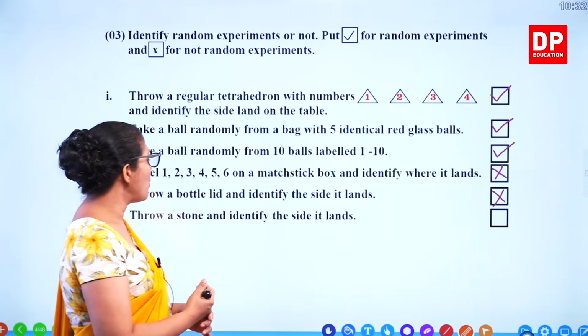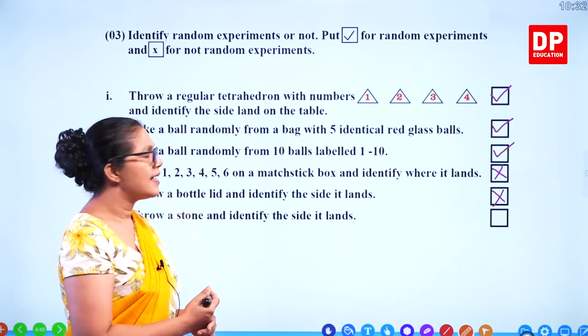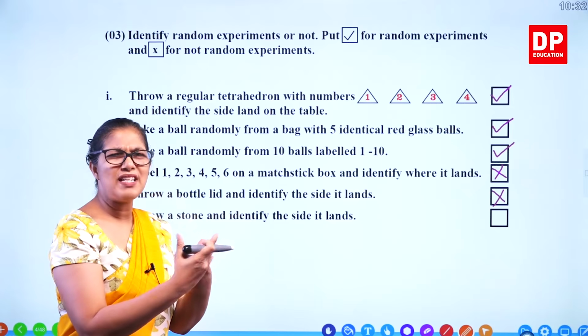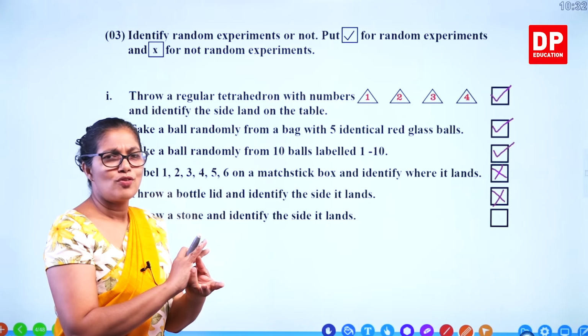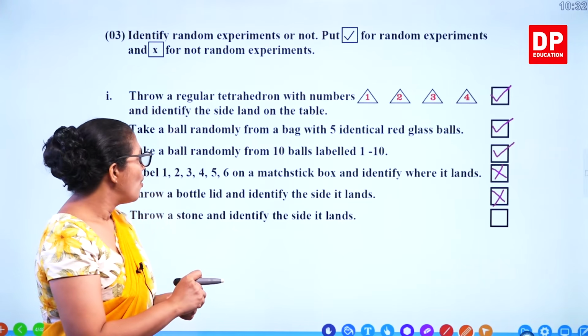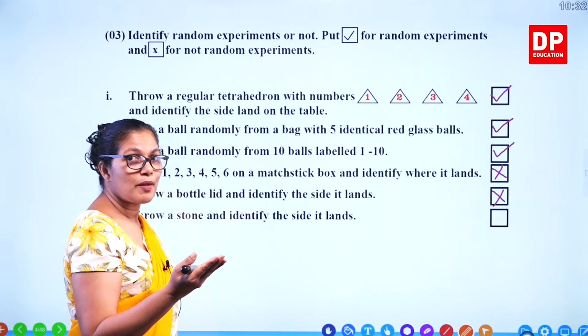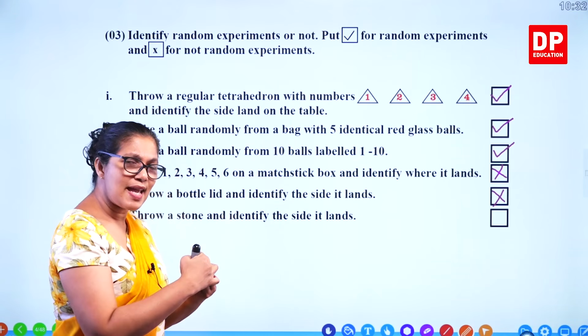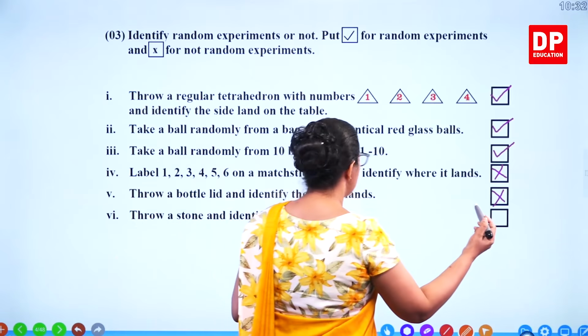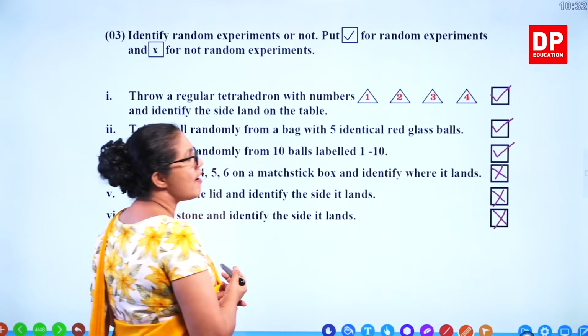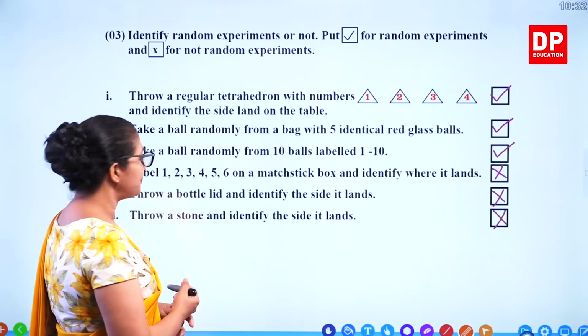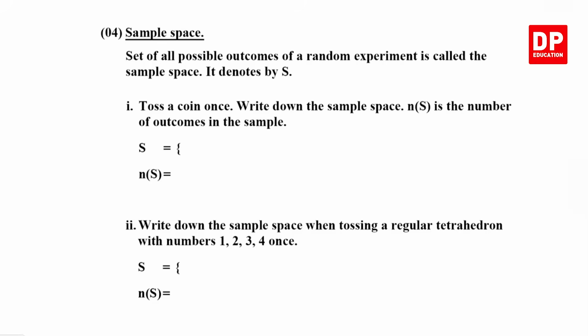And throw a stone and identify the side it lands. So with a stone you get different shapes. So we don't know which side you get most because not all the sides are the same. So this is also not a random experiment.